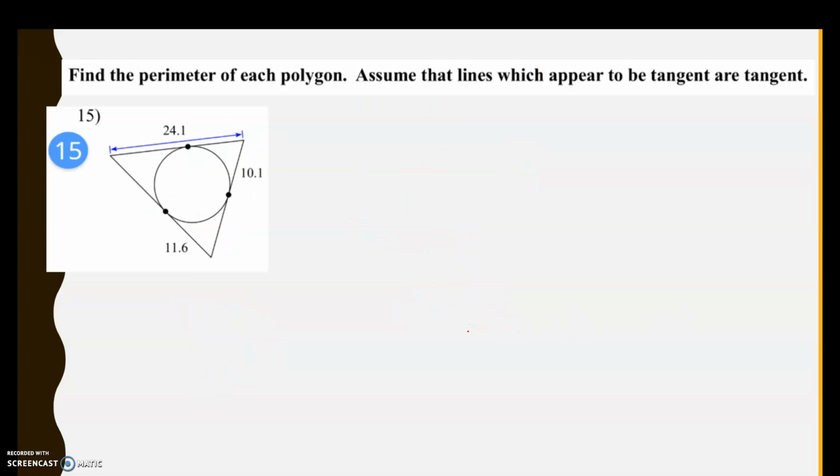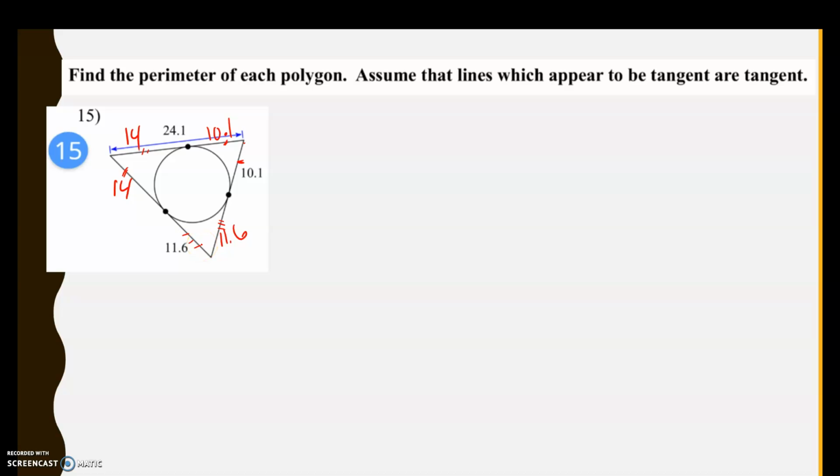Number 15, asking for the perimeter of my figure. If I have 2 tangents going out to the same point, remember these guys here are the same, so I know this is going to give me a length of 10.1. Well, if my entire length is 24.1 and I'm going to subtract 10.1, that's going to leave me with 14. And if that's 14, I know this right here has to be 14 as well. These guys have to be the same. And my 11.6, this has to be 11.6 because these guys here have to be the same.